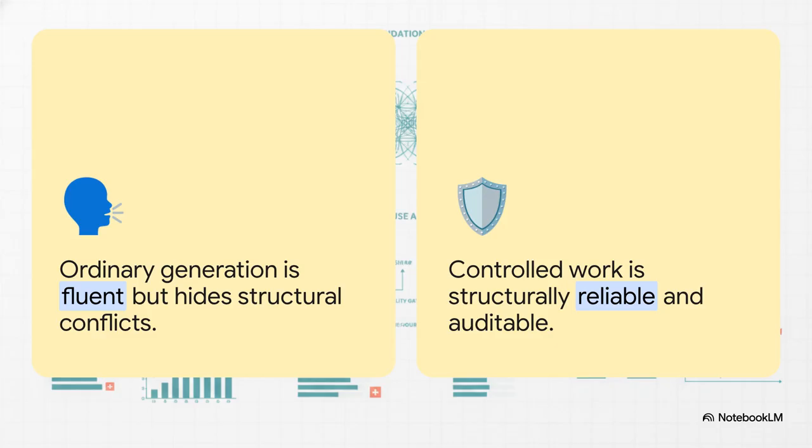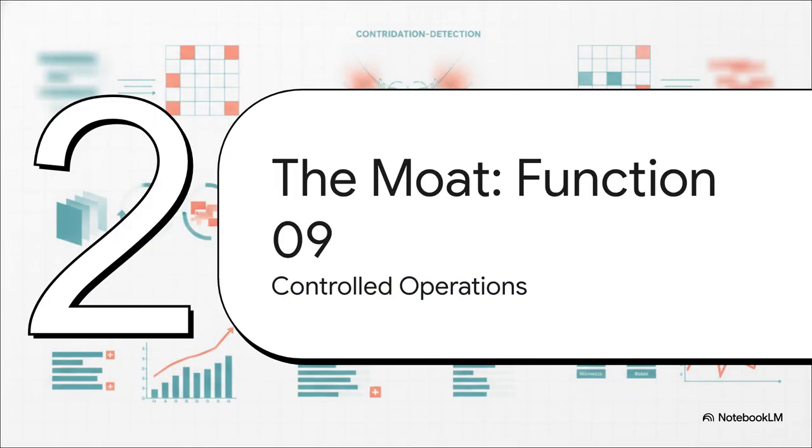What serious businesses actually buy, and what VCs should really be funding, is controlled work. Work that is structurally reliable, fully auditable, and repeatable. That is a true enterprise asset. Which brings us to Section 2, the moat, Function 09.